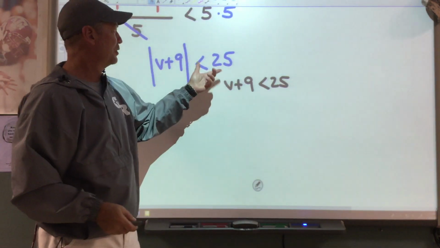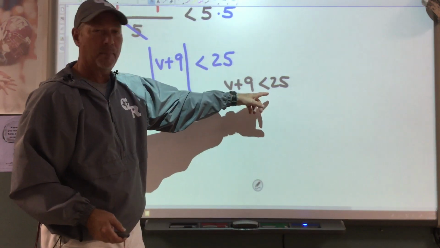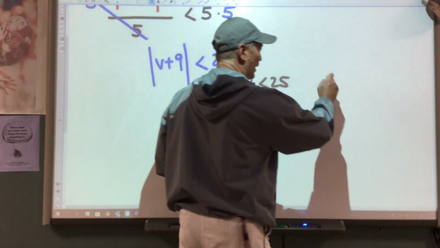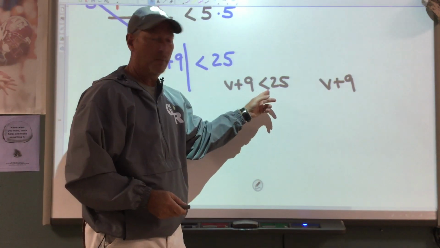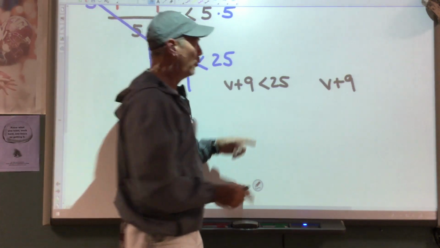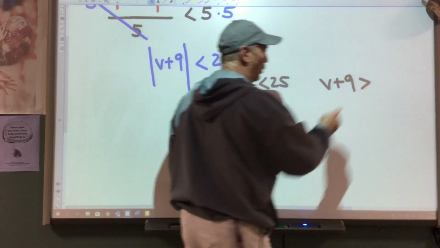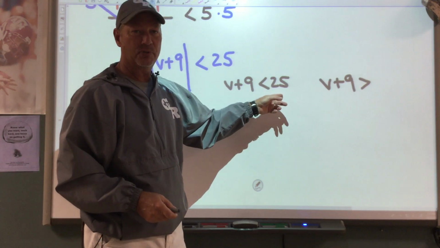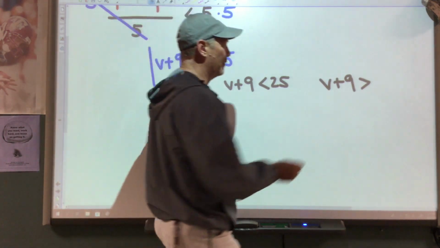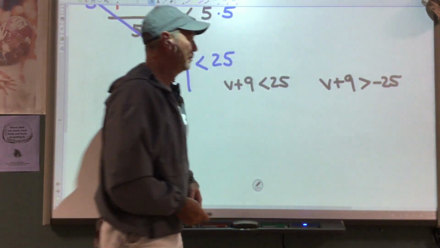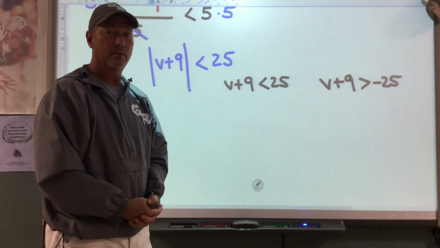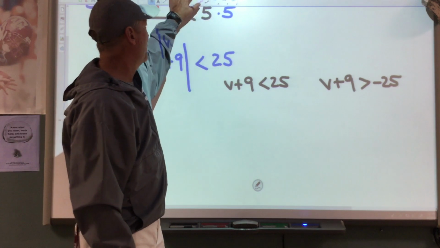Now this is good because it's going to be pretty simple. We copy it. Now what are we going to do? V plus 9. Flip your symbol. Flip this inequality symbol, point it the other way, and do what? Take the opposite. And the opposite of 25 is a negative 25. That's the hard part. Now we do the easy part. We do the math.